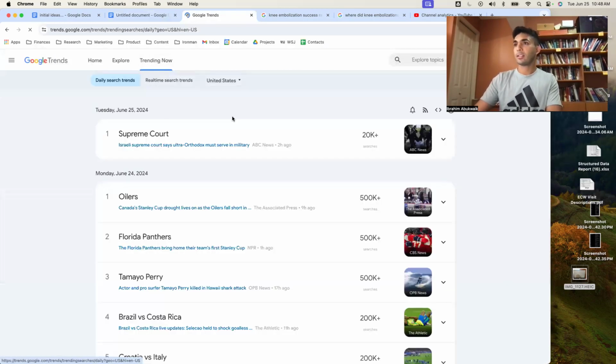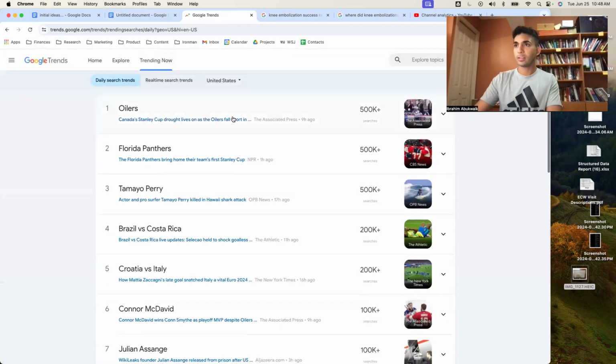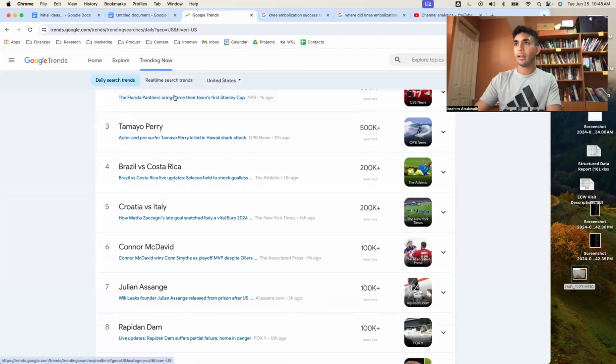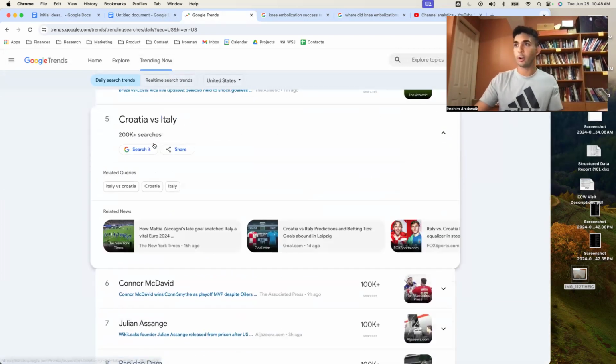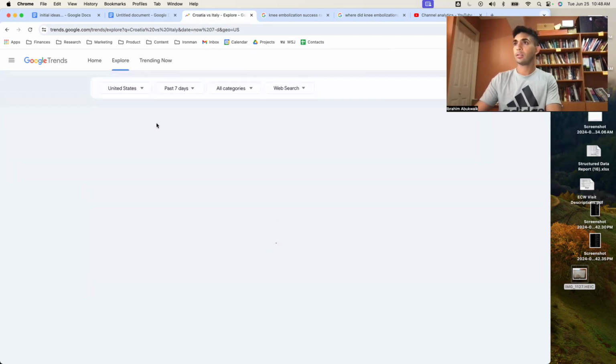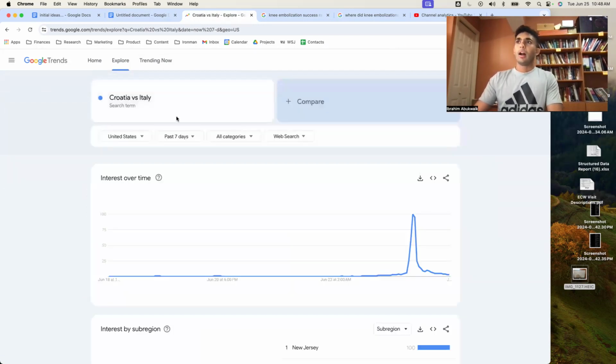So like trending now, for example, I don't know what's going on in the Supreme Court, but let's pick anything. Like Croatia versus Italy. The Euro Cup is going on. Can I Google search this? All right, so Croatia versus Italy. Yesterday they had a game, so you can see the search volume went up so much because people were searching to watch that game, right?